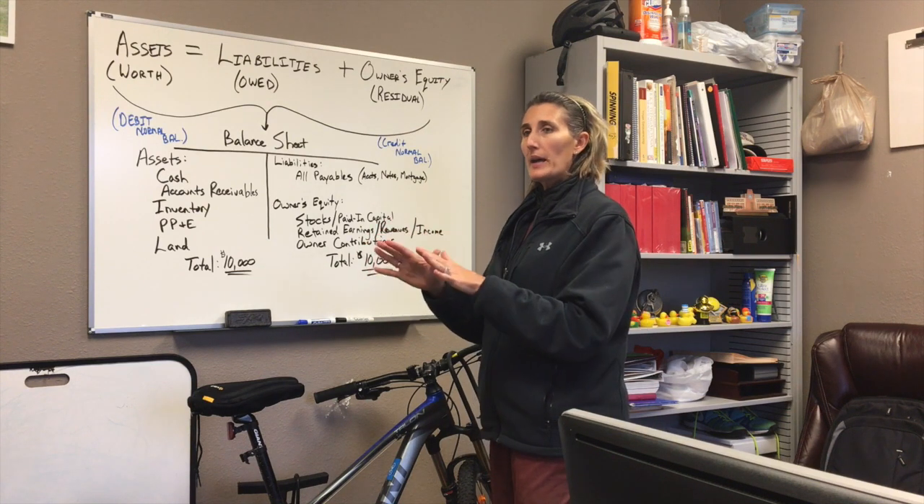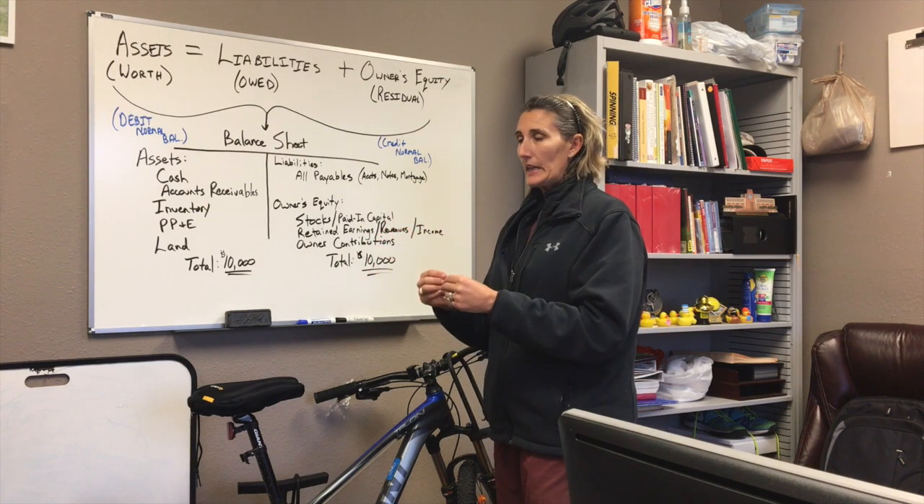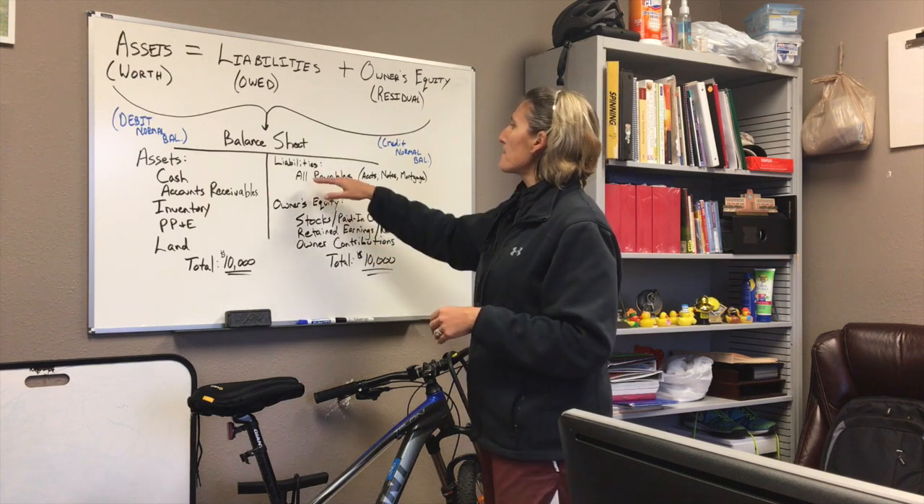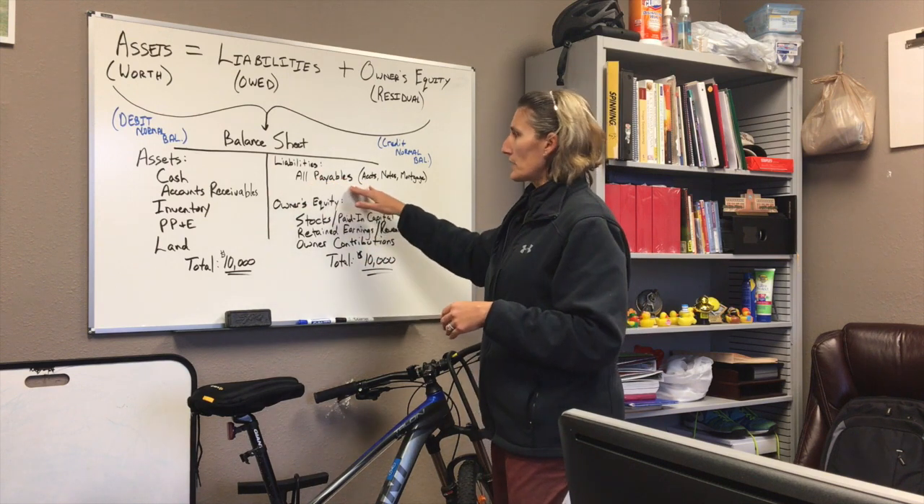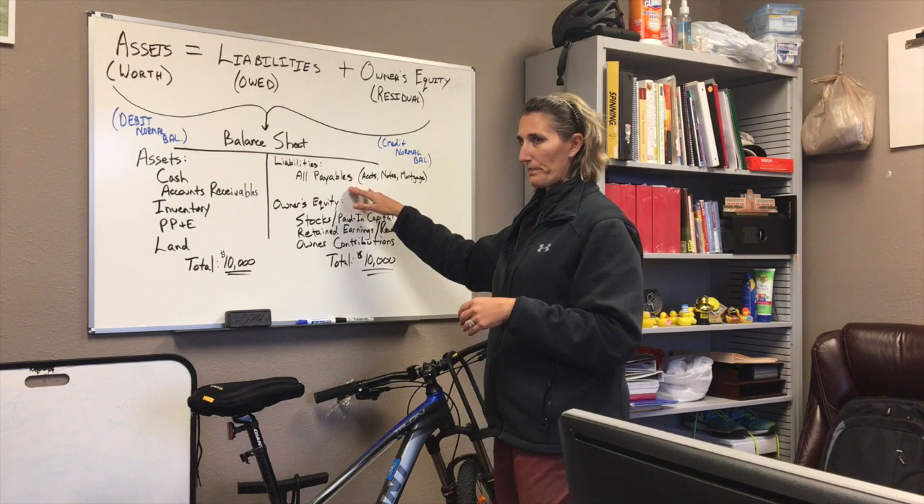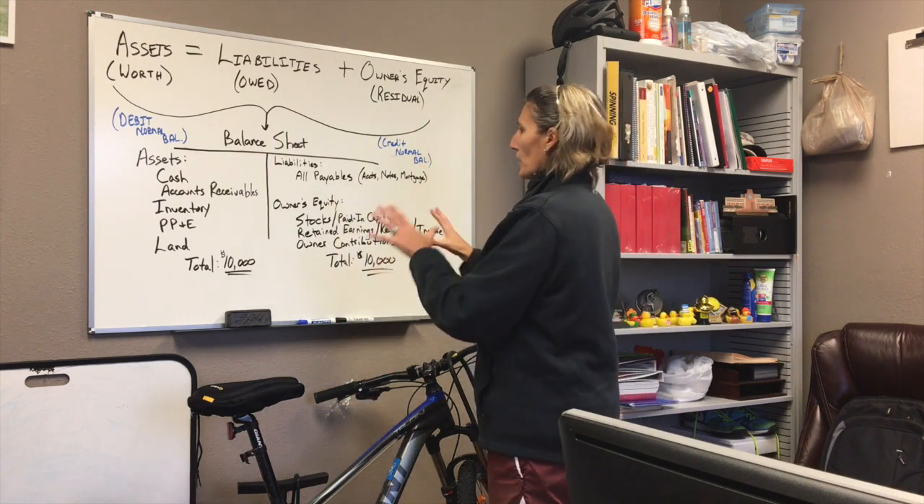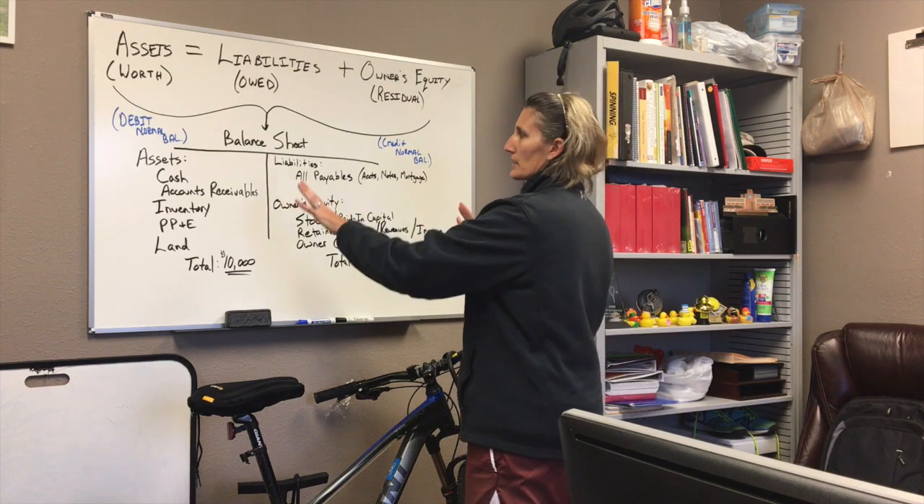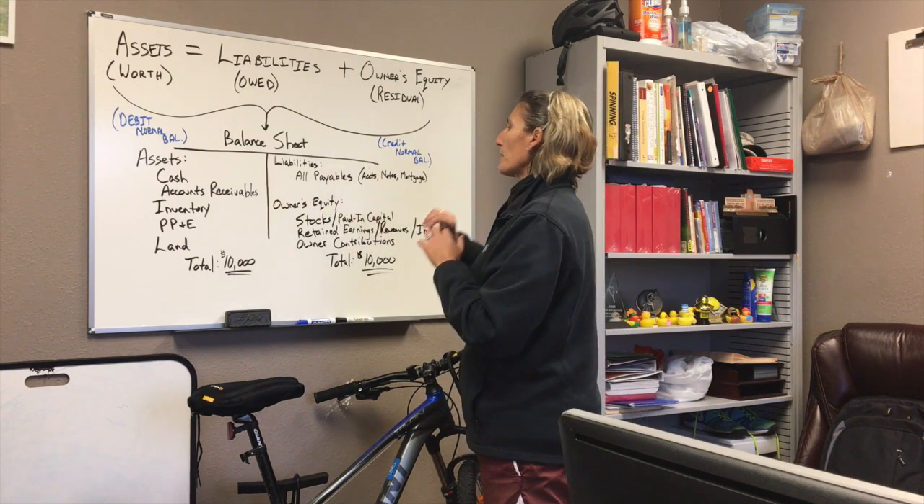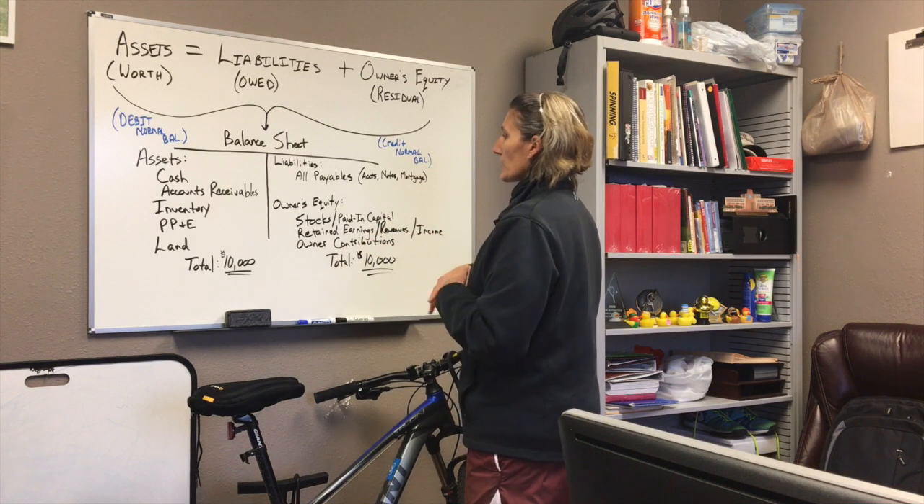So any kind of payable, any kind of liability, if I owe somebody something, it's going to fall into this area here. Okay? And then last, anything that's left over, anything that's not classified as an asset, not classified as a liability, it's going to get kind of dumped into owner's equity.